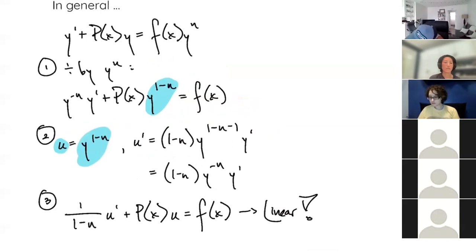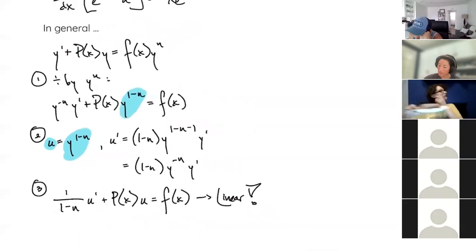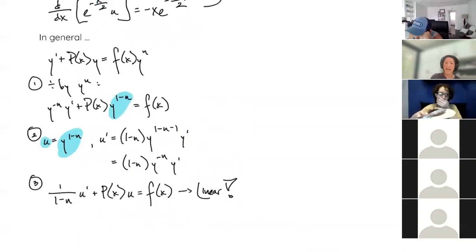If last week you felt like linear differential equations were challenging, this is a great opportunity to go back and practice those again in the context of something different. Any questions on the Bernoulli's situation?